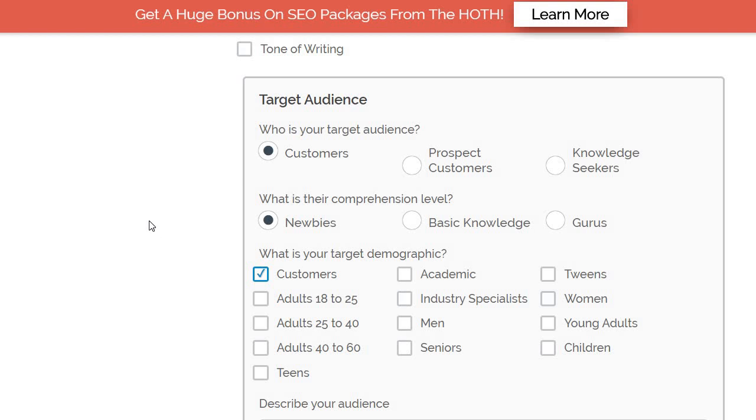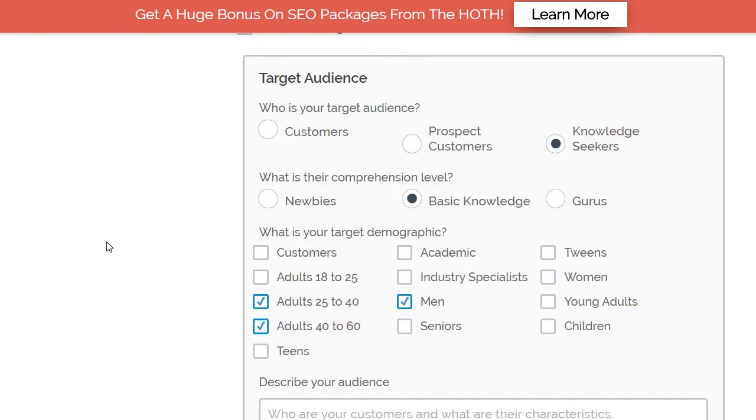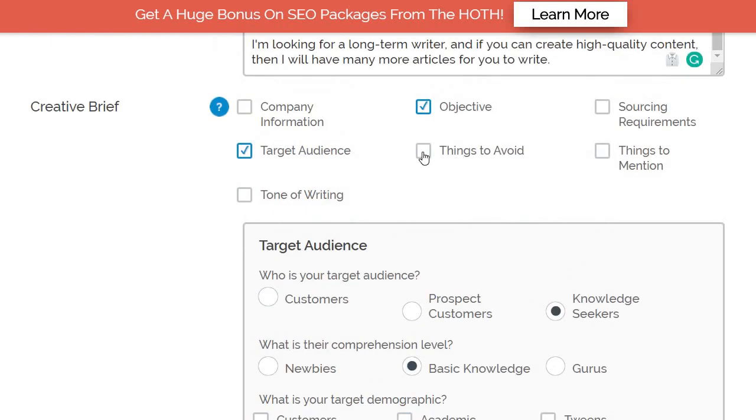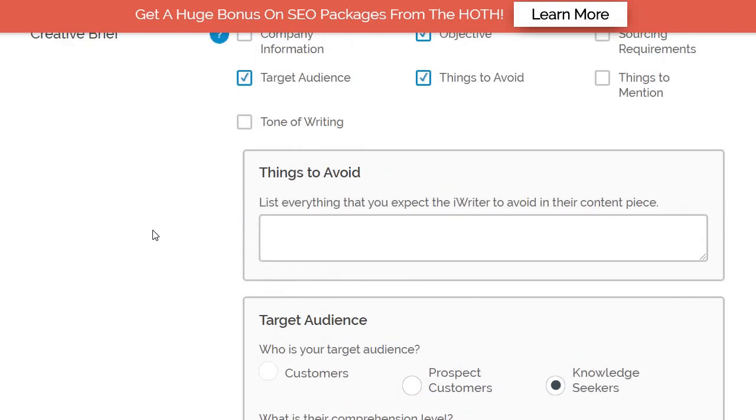If I was doing golf, this could be knowledge seekers, basic knowledge, and usually golf is much older people, not always, but say your targeted audience is going to be 40 to 60, right here. Could also be 25 to 40, and usually say you're targeting men, so that would be that. You can keep it like that. Now, this one is actually very important, okay? This is one of the things that I always fill in.